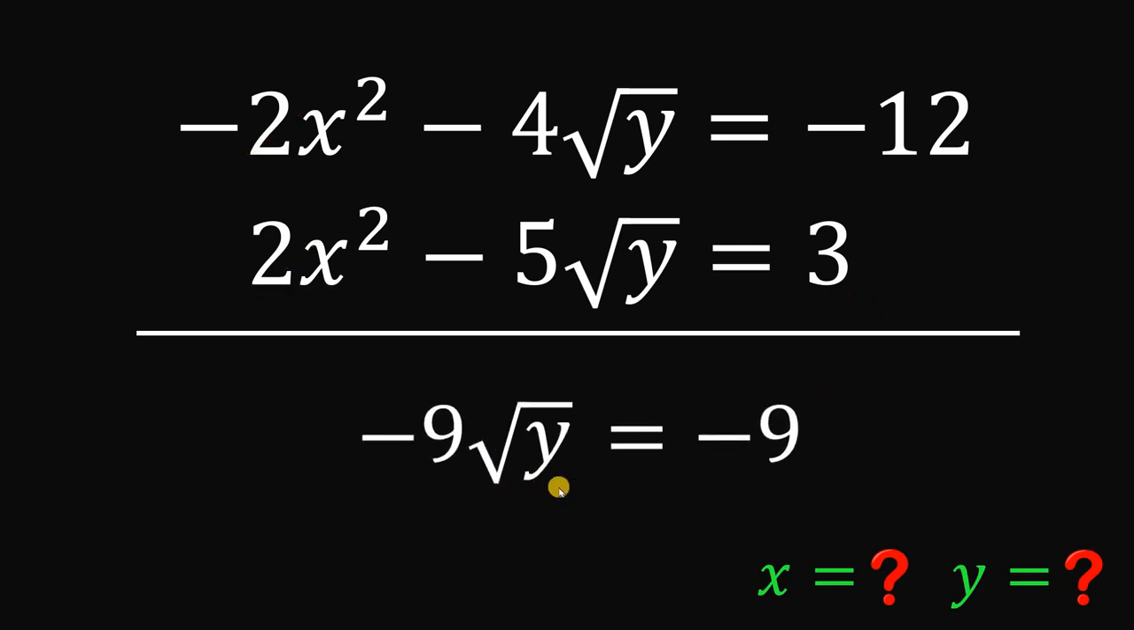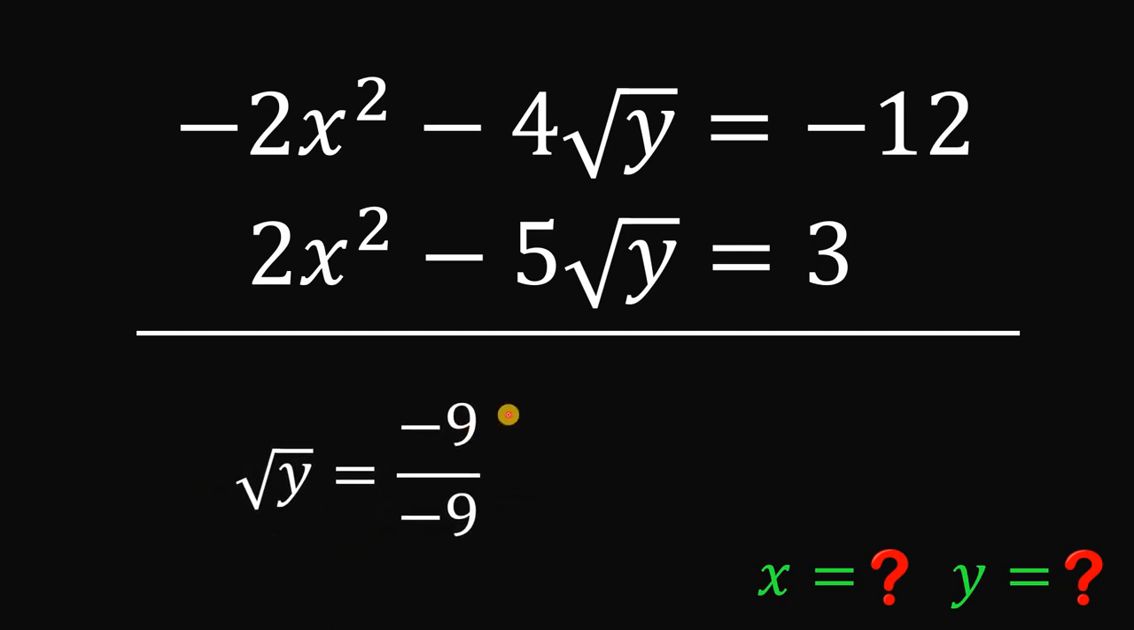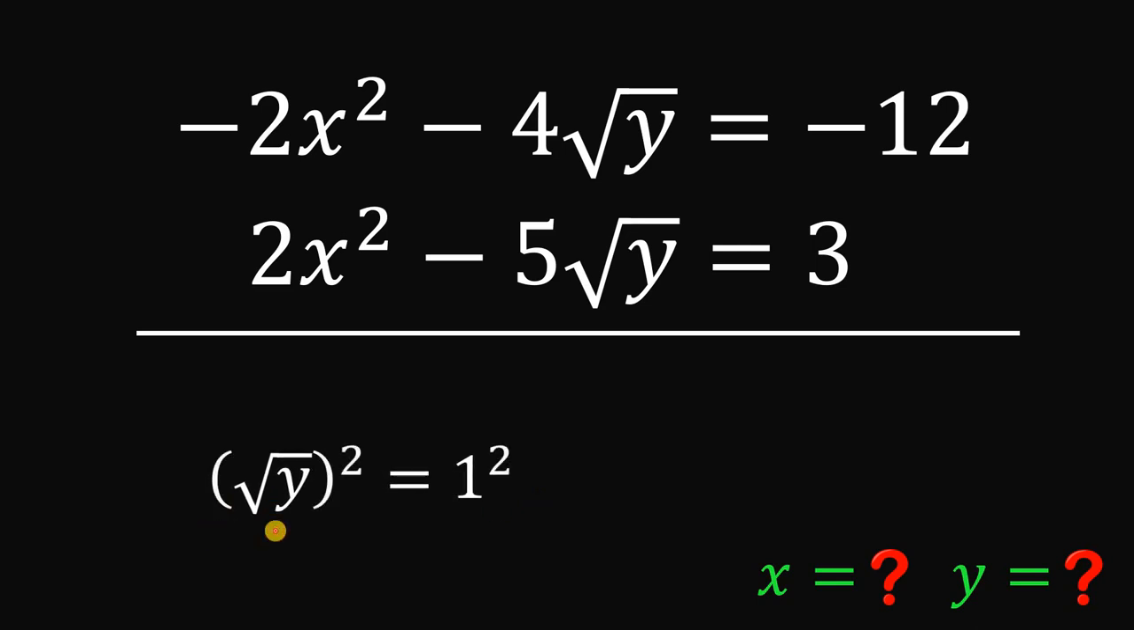Now, let's focus on this result. Then, let's solve for the value of y. First, let's divide both sides by negative 9. Next, negative 9 over negative 9 will give us positive 1. And to solve for the value of y, let's square both sides. The left-hand side of our equation is just y, and 1 squared is just 1. So we found the value of y, which is equal to 1.